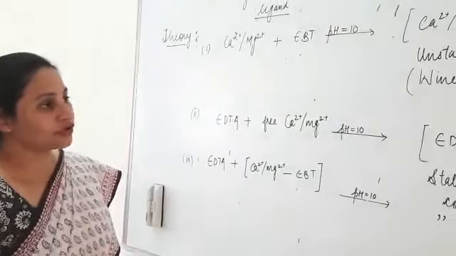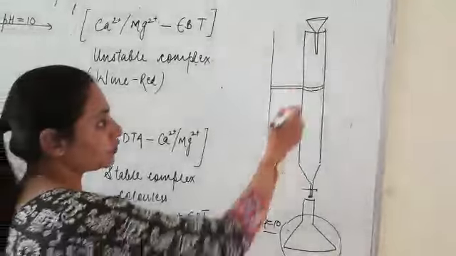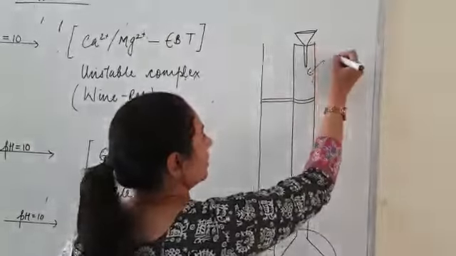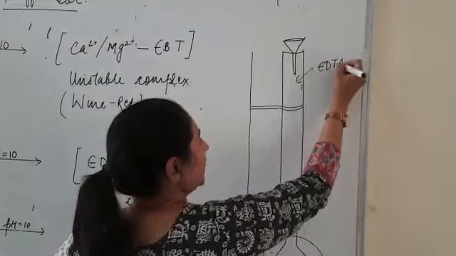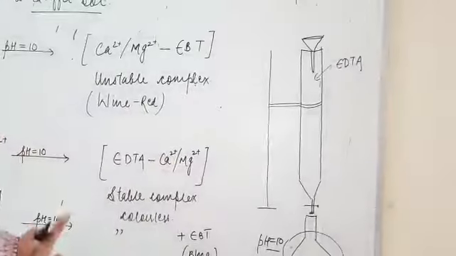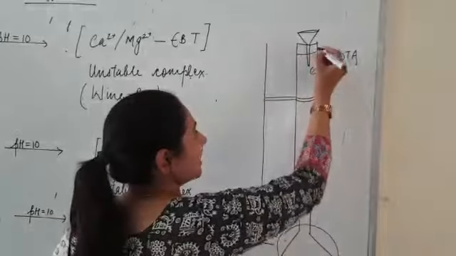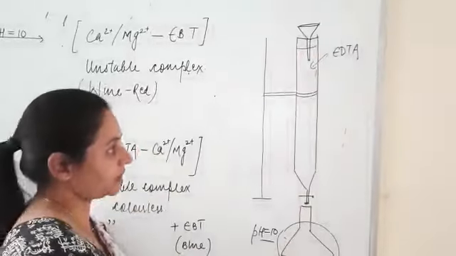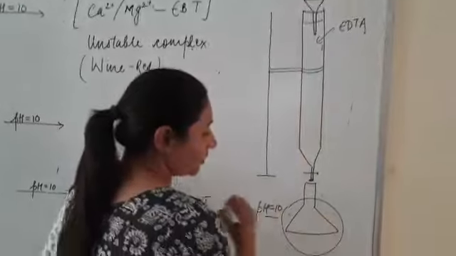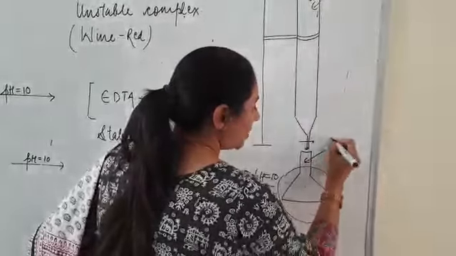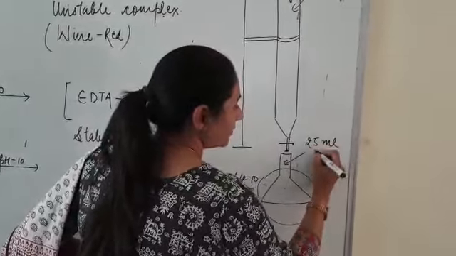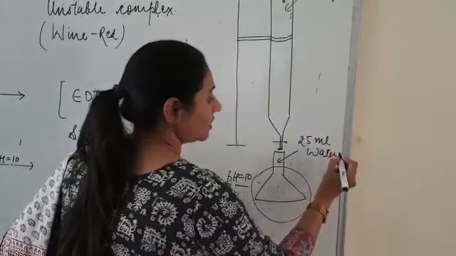Now what do we have to do? In the practical we fill this burette with the help of a funnel with EDTA. So EDTA is here as the standard solution. It is a colorless solution, so we will read the lower meniscus of this burette. Now to the conical flask we add 25 ml water. This is our unknown sample.